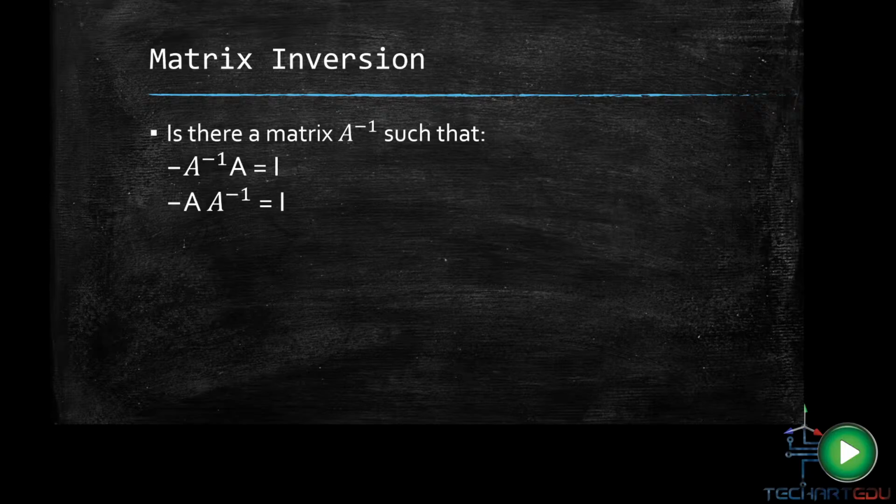Now, a matrix inversion answers the question: is there a matrix, denoted by A to the negative 1 power, so that when you multiply the inverse matrix A^-1 times A, you get the identity matrix? And it's got to be commutative, so when you swap them around, do you get the identity matrix? And the answer is yes. And there is a formula for this.